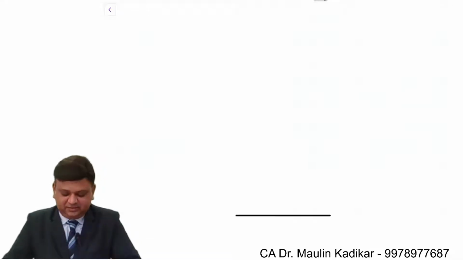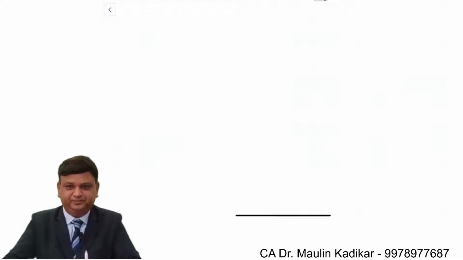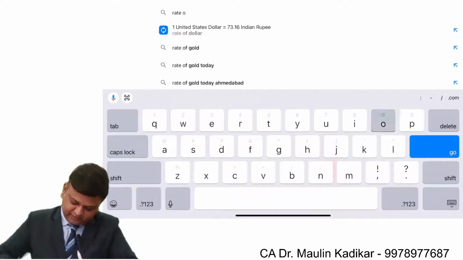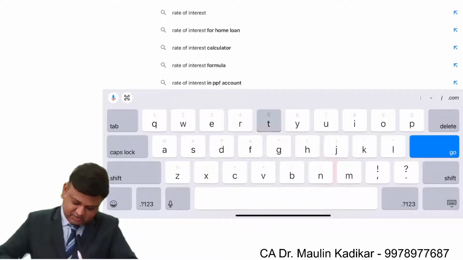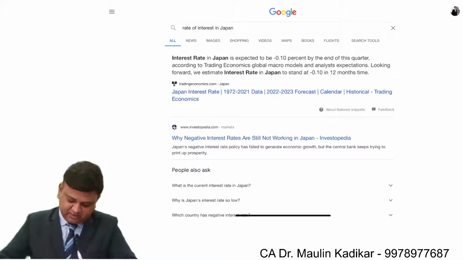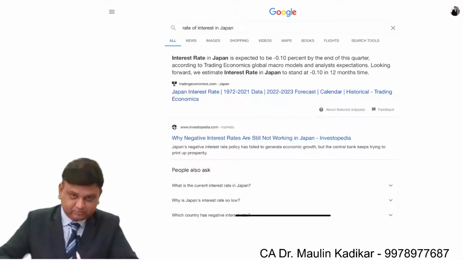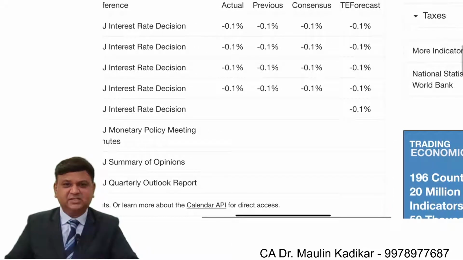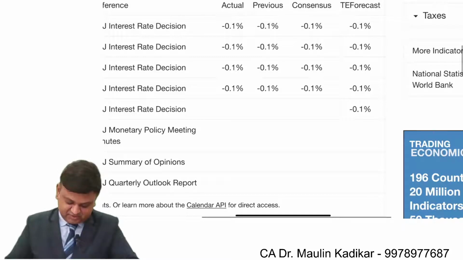I was just trying to know what the interest rates are all over the world. So I am making an inquiry regarding the rate of interest in Japan. And we can see something like this: the rate of interest is 0.1 percentage. We can see that the rate of interest is very low over there.